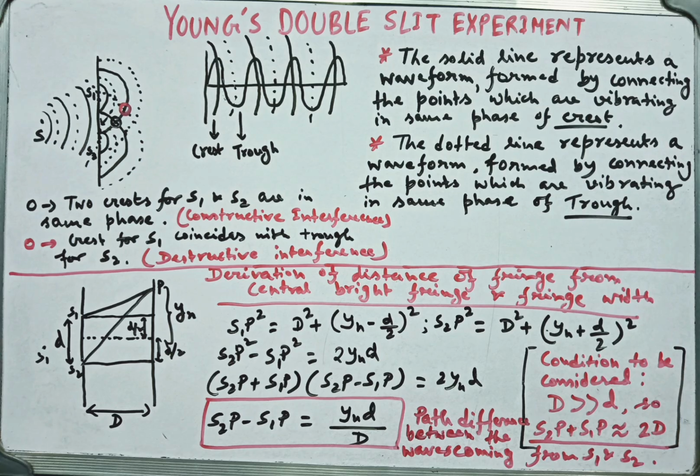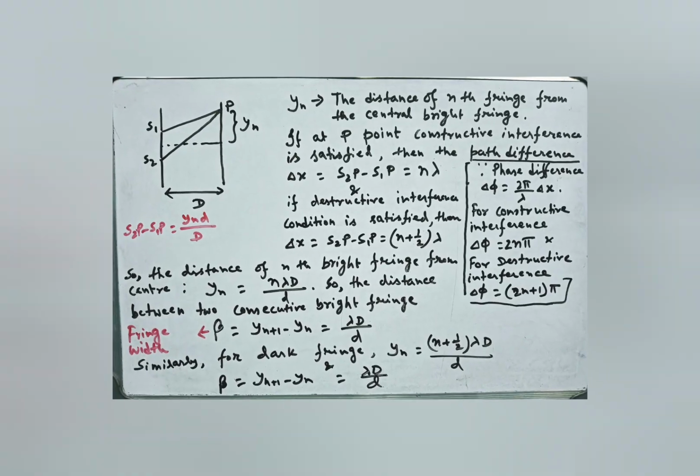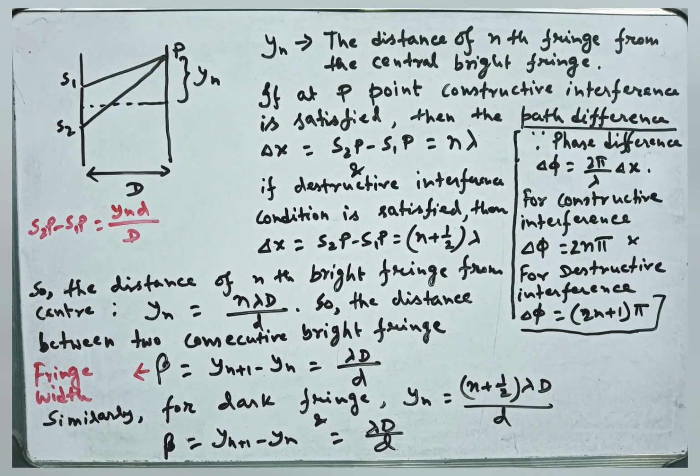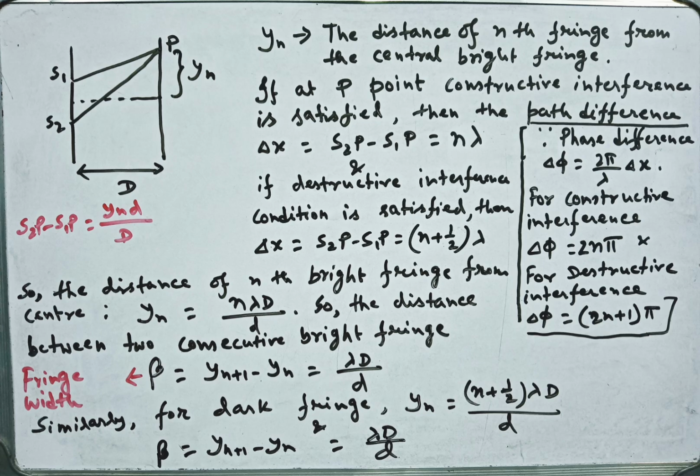Okay. So now as we know, yn is the distance of the nth fringe from the central fringe, so we have to find out this yn. Now for constructive interference, what will be the form of yn, and what will be the form of yn for destructive interference, we have to see that. Now in the last class we have seen the phase difference for constructive interference and destructive interference, and to find the corresponding path difference we have to use this formula, that is delta phi equals 2 pi by lambda into delta x.